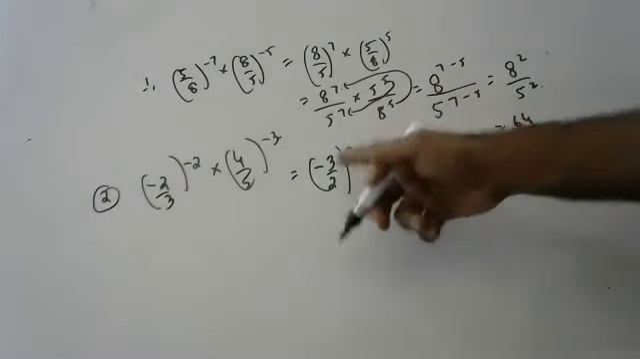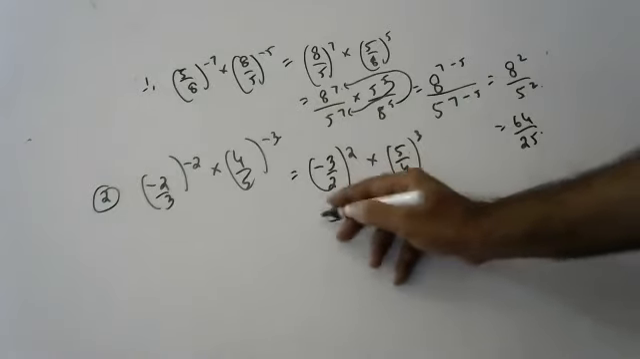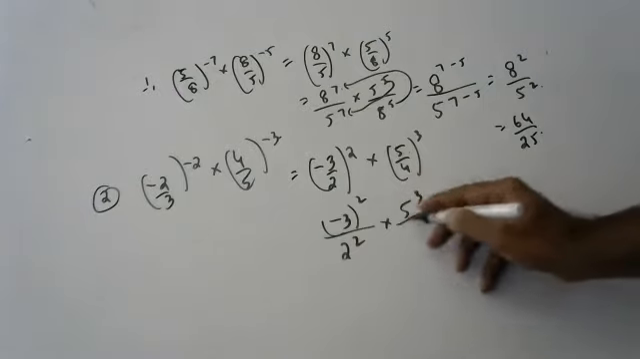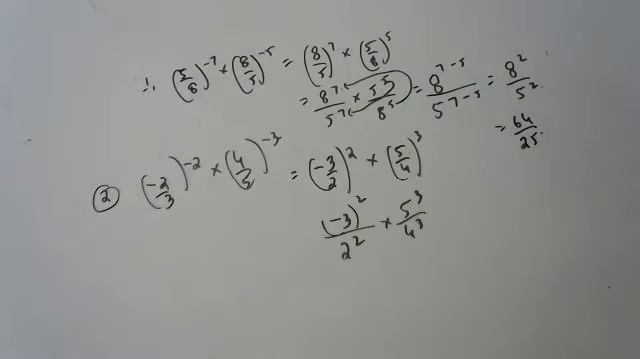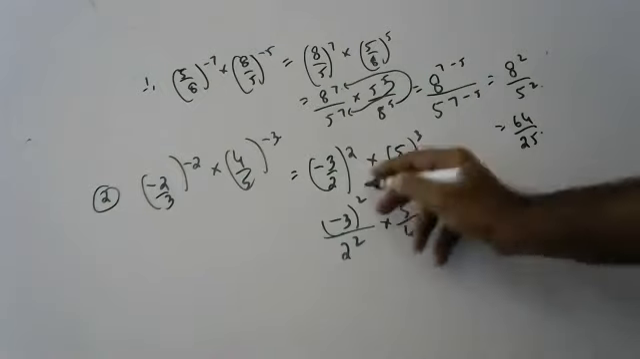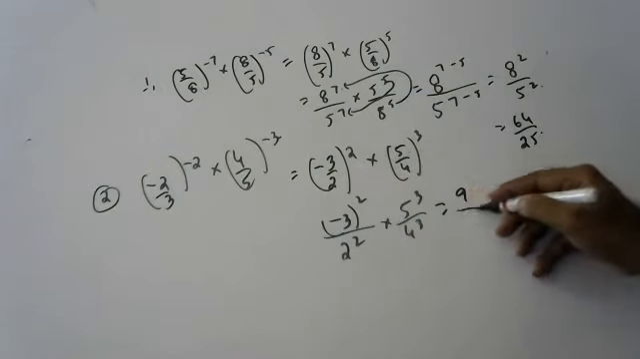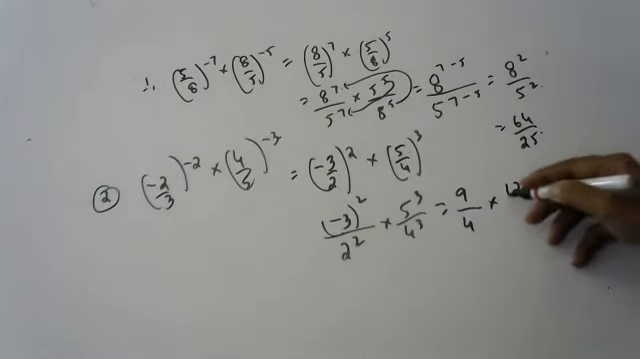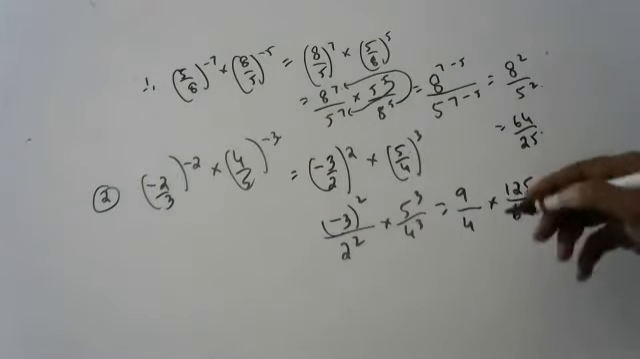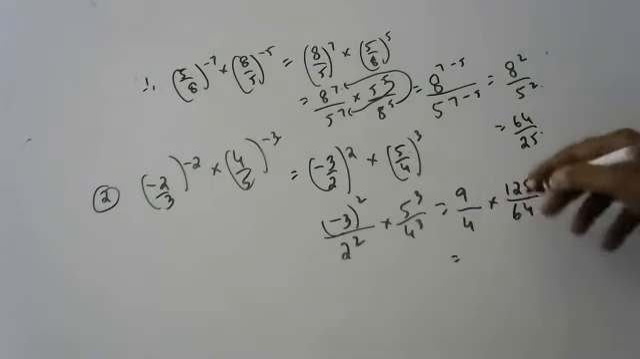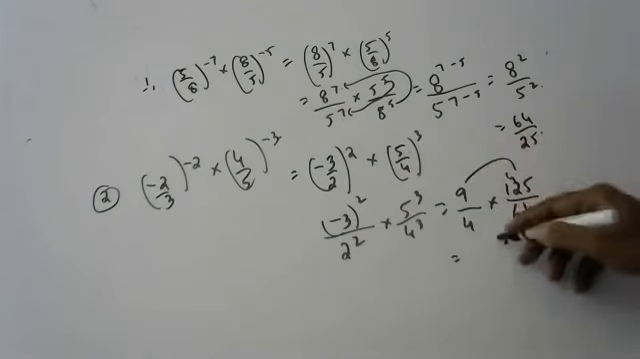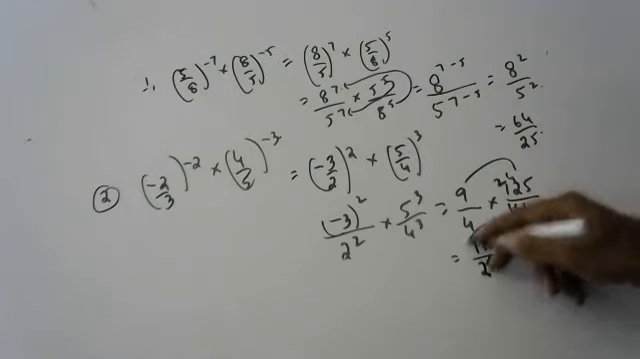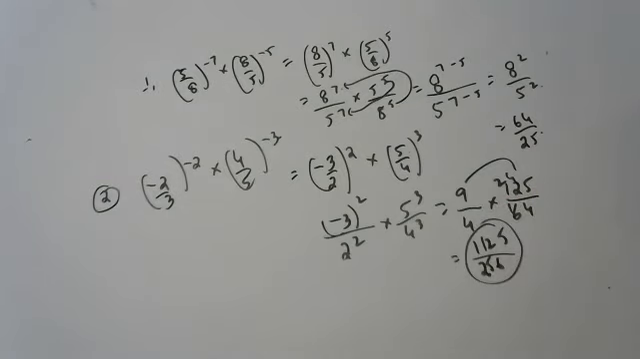Now individually you put the square. Minus 3 to the whole power of 2 by 2 to the power of 2, into 5 to the power of 3 by 4 to the power of 3. Minus 3 square is 9, 2 square is 4, 5 cube is 125, 4 cube is 64. So we can't simplify anything, just multiply: 9 into 125 is 1125, 4 into 64 is 256. That's it. 1125 by 256.